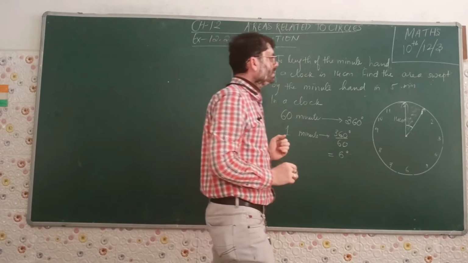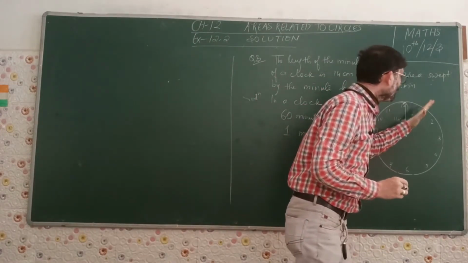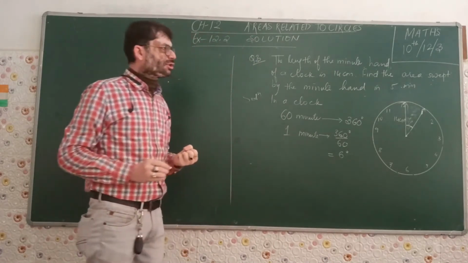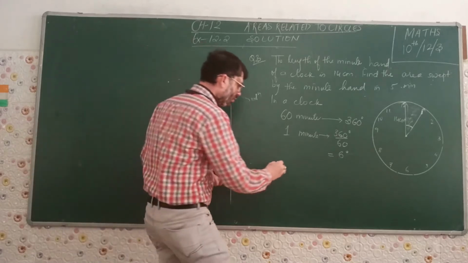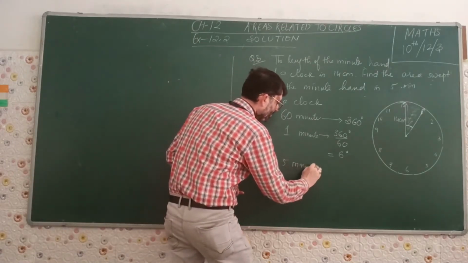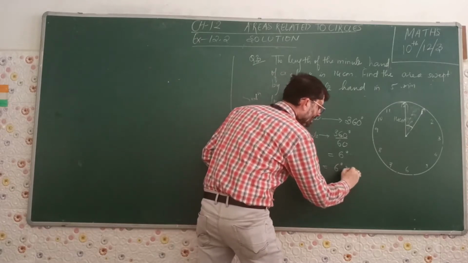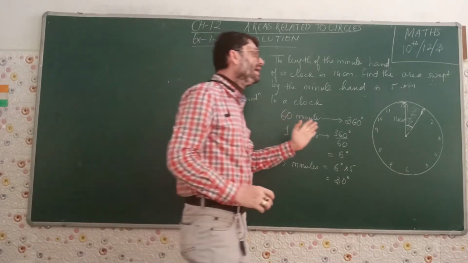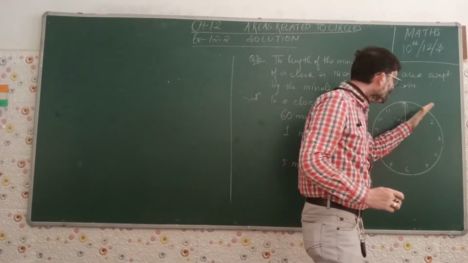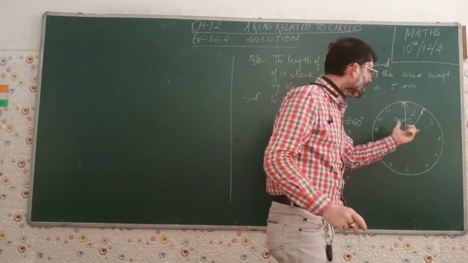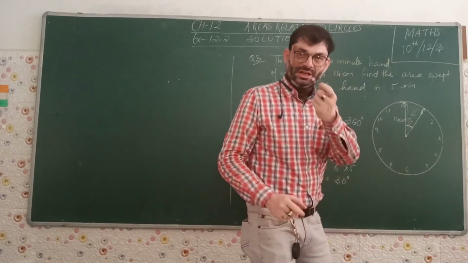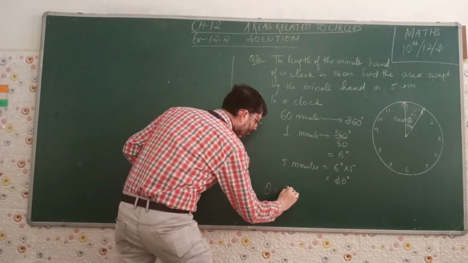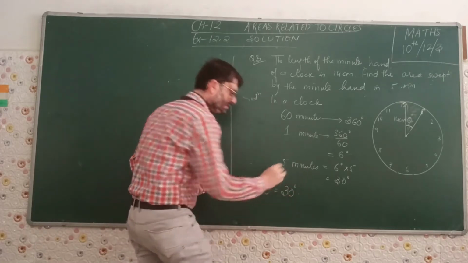In our question, the minute hand had moved for 5 minutes. So 1 minute is 6 degrees. Then what is the angle swept by the minute hand in 5 minutes? 5 minutes would represent 6 degrees into 5, that is equal to 30 degrees. That means the minute hand had moved from the 12 position to the 1 position, covering 5 minutes and giving us a central angle of 30 degrees. If it would have been theta, then our theta is now 30 degrees.